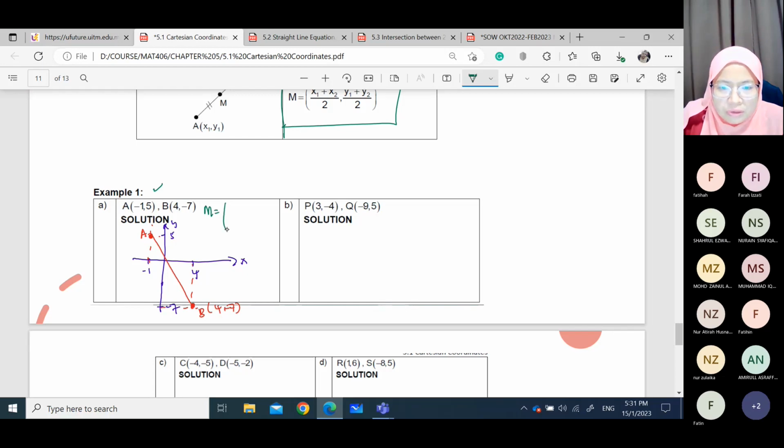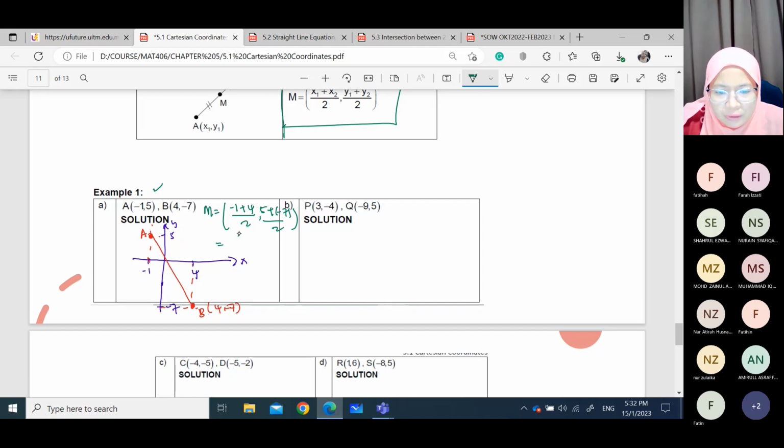Midpoint sama juga dengan X1 plus X2, negative 1 plus 4, over 2. And for Y, 5 plus negative 7, over 2.